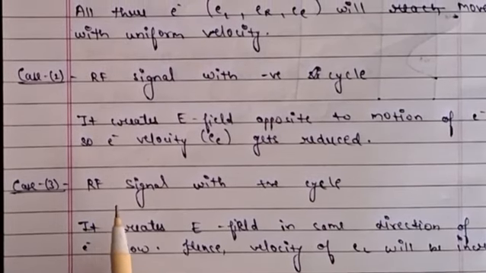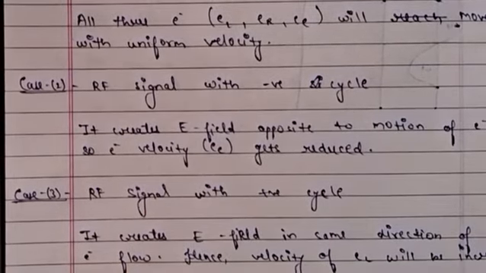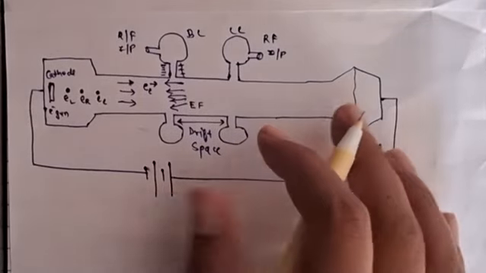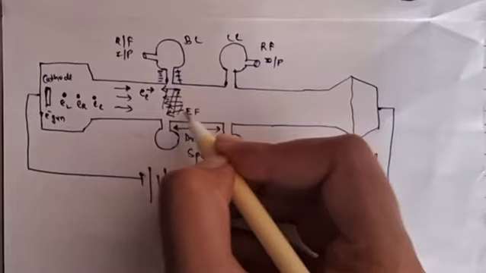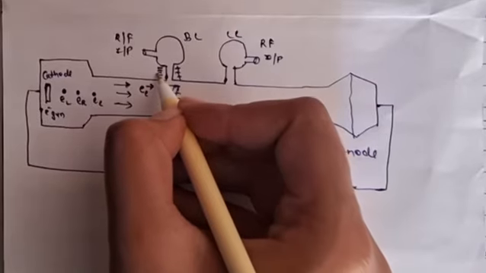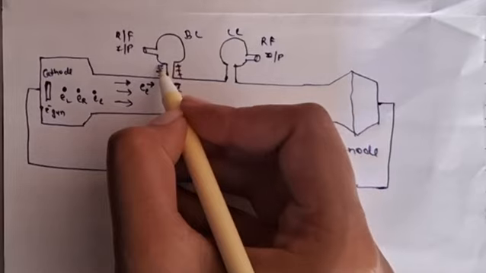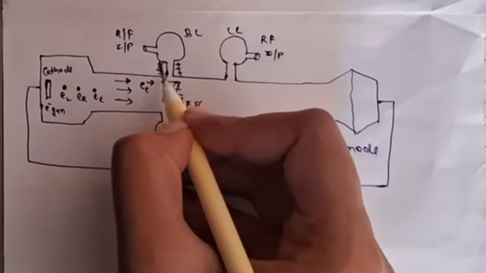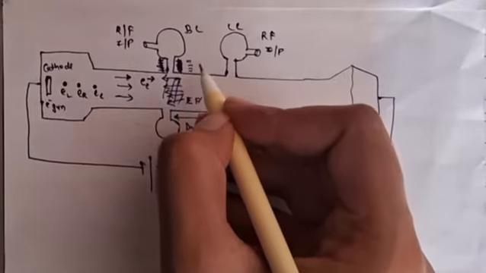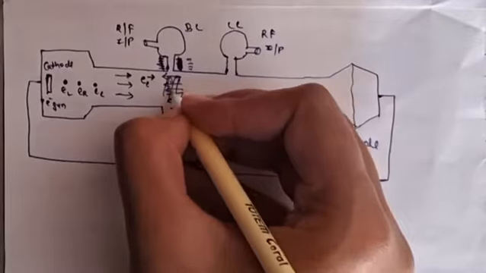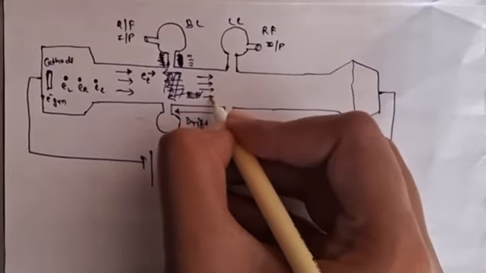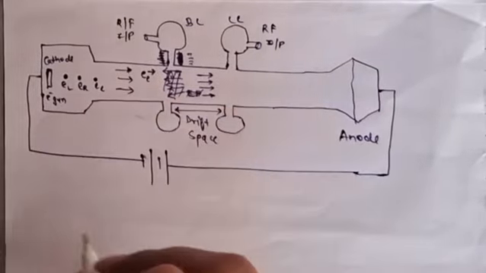Now the third case, when RF signal is applied with positive cycle. Here, the accumulation of charges will be exactly opposite to what it was in the negative RF cycle. The positive charges will accumulate on the left side of buncher cavity, and negative charges will accumulate on the other side of buncher cavity. So the direction of electric field will be in same direction as the motion of the electrons emitting from electron gun.